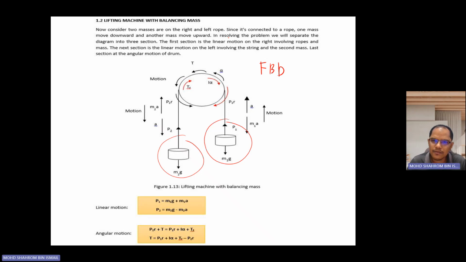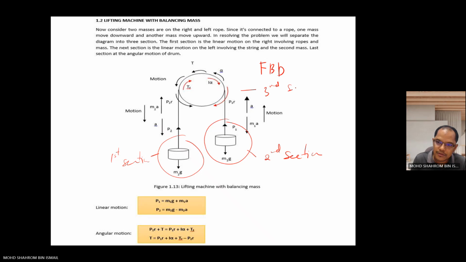Then, in resolving the problem, we will separate the diagram into three sections. This is the first section, this is the second section, and this is the third section. The first section and the second section are linear motion, so they move linearly, and of course the third section is going to move angularly.